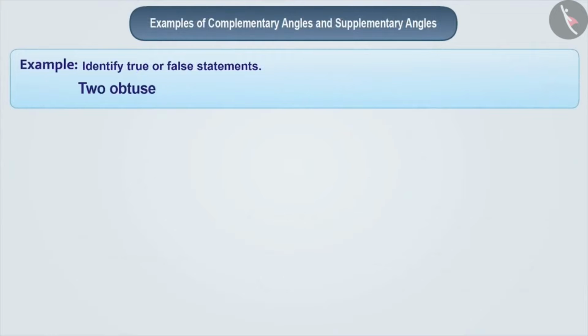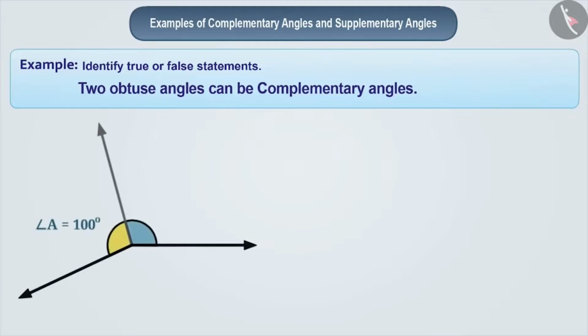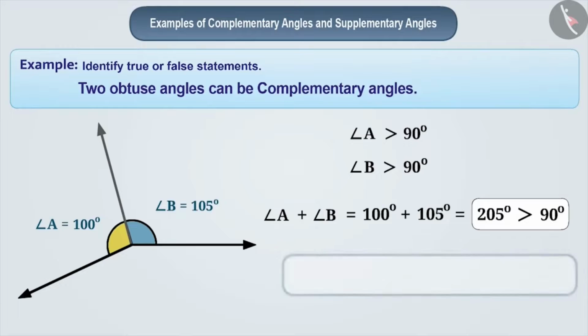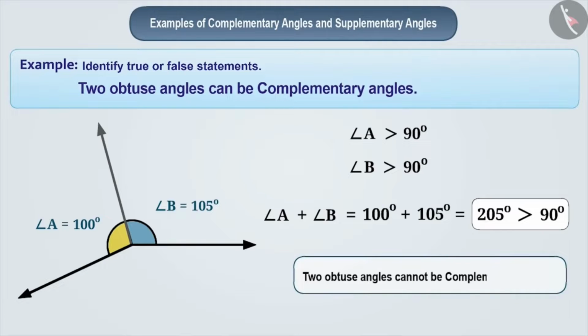Two obtuse angles can be complementary angles. Let's find out whether the given statement is true or false. Suppose angle A and angle B are obtuse angles. This means angle A is greater than 90 degree and angle B is also greater than 90 degree. If we add both the angles, the sum of angle A and angle B will be greater than 90 degrees. With this, it is understood that two obtuse angles can never be complementary angles. Therefore, the given statement is false.